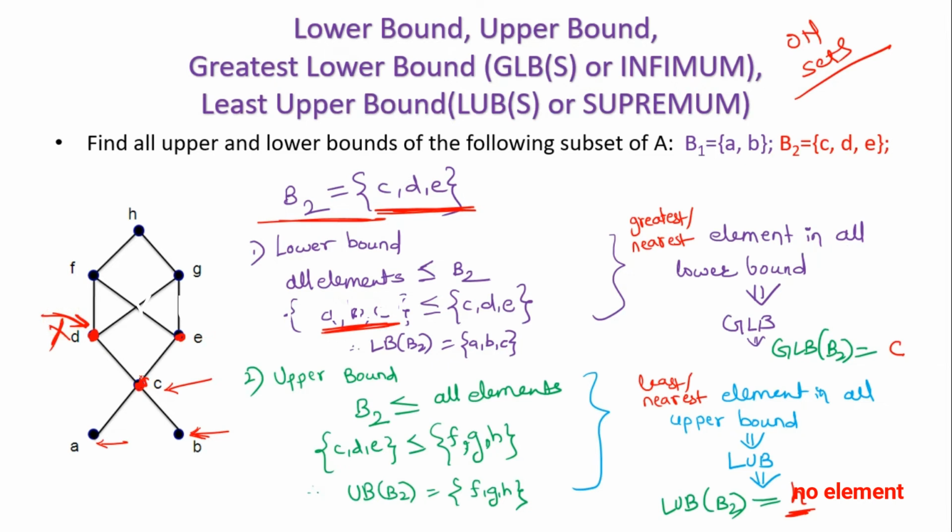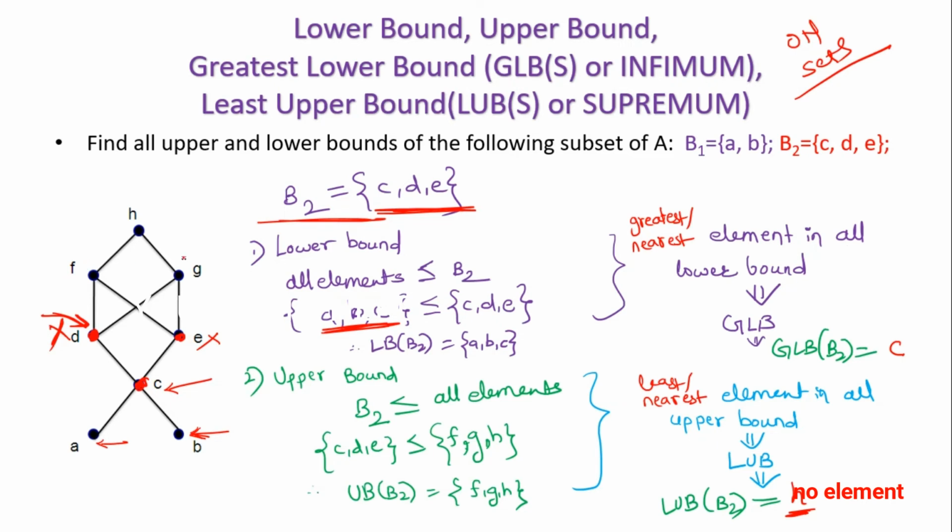Again the same with E. I can have a path going from C to E, E to E, but there exists no path going in the upward direction from D to E. So this is also not an upper bound of my subset C, D, E.